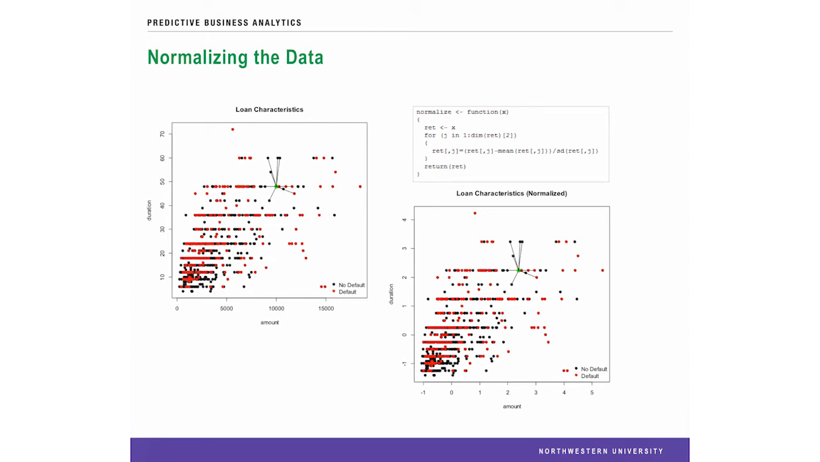If we fail to do this, the measurement with the larger scale will have a much greater effect on the distance calculation. For instance, without normalizing our data, a difference between a loan with a 2-year duration and one with a 3-year duration would be 50,000 times less than the difference between a loan with a value of $100,000 and that of $150,000. Since the kNN algorithm relies heavily on the concept of difference, we need to normalize our data to the same scale.